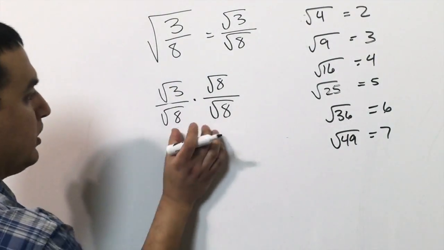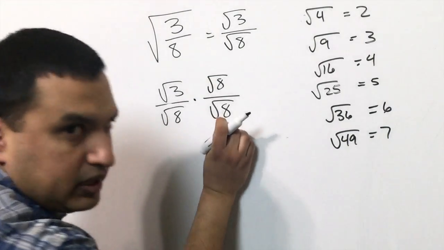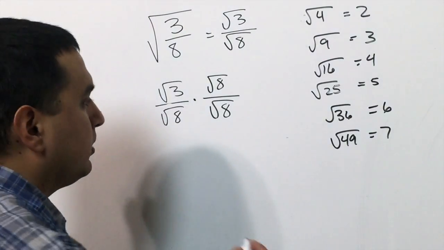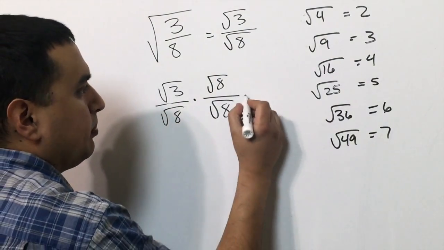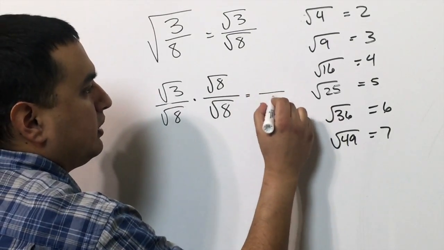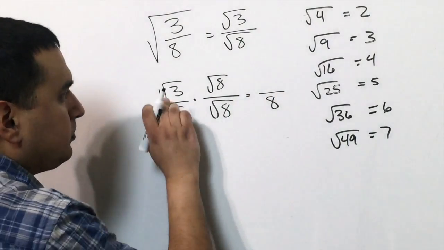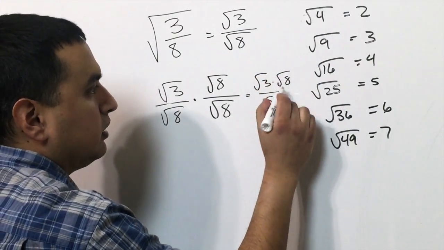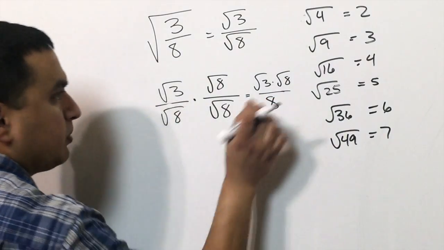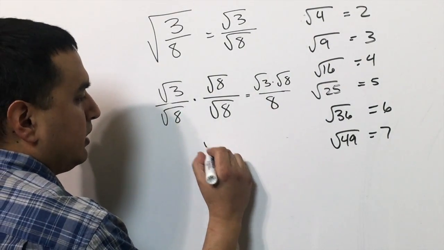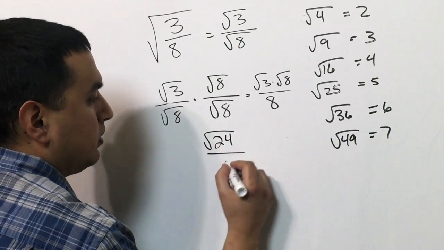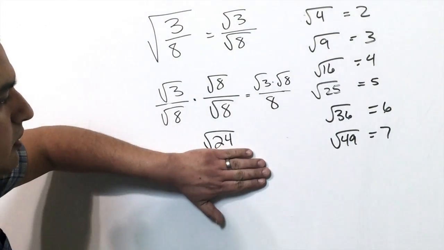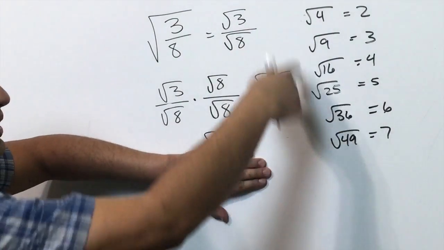Now the reason we're doing that is because the square root of 8 times the square root of 8 is just going to be 8. There will be no radical in the denominator anymore. Okay, so this ends up becoming 8 in my denominator, no square root. Then I have the square root of 3 times the square root of 8. Okay, now what happens when I multiply these two together is technically I end up getting square root of 24 over 8.